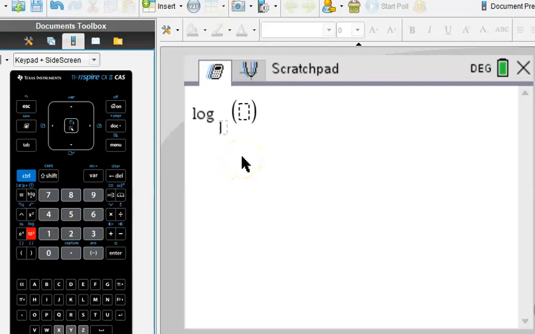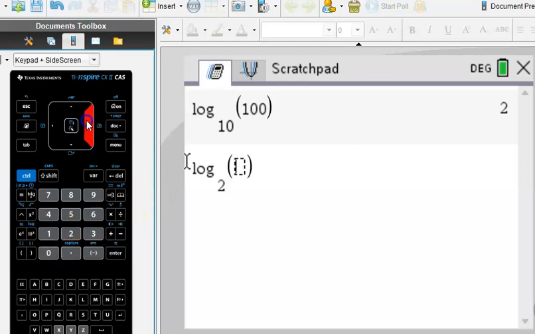Now, let's put in 100 for the input of the log, but not put in the base. If you push enter, notice it automatically fills in 10 as the base. That is the common log, so if you don't put anything, it'll automatically put 10. What if we wanted to use a different base? We could do log base 2 of 8 and get, it's kind of my go-to example, 3, okay?